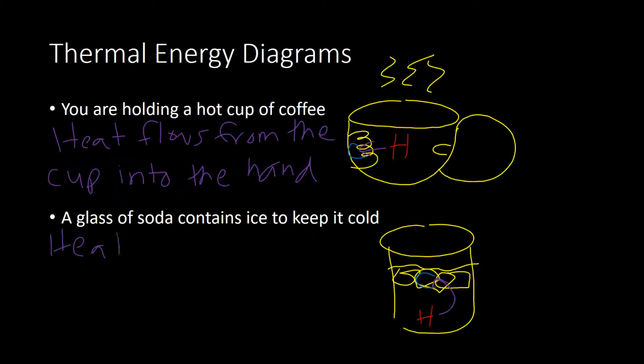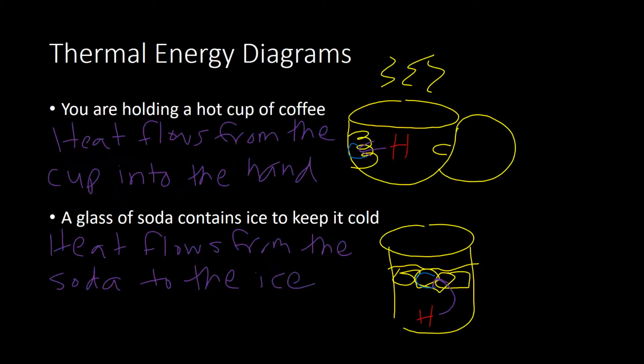So heat flows from the soda to the ice. So why does ice cool down a warm drink? It's not because cold is flowing from the ice into the drink, because cold is just the absence of heat. So you can't have cold flowing. Cold is just the lack of heat. The way that ice cools down a warm drink is that the heat leaves the drink and goes into the ice, or you can think of it as the ice is stealing the heat away from the drink. It's also why ice feels cold in your hand, because it's stealing the heat away from your hand.